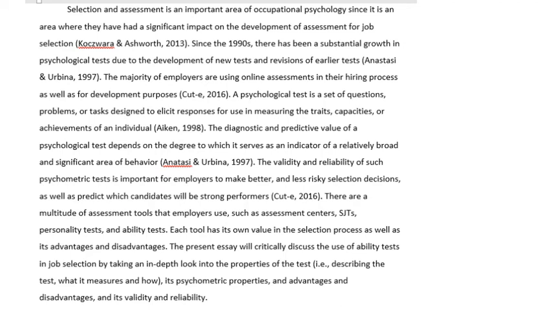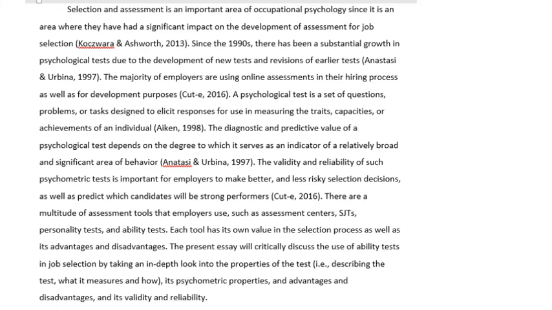Aiken, 1998. The diagnostic and predictive value of a psychological test depends on the degree to which it serves as an indicator of a relatively broad and significant area of behaviour (Anastasi and Urbina, 1997). The validity and reliability of such psychometric tests is important for employers to make better and less risky selection decisions, as well as predict which candidates will be strong performers.